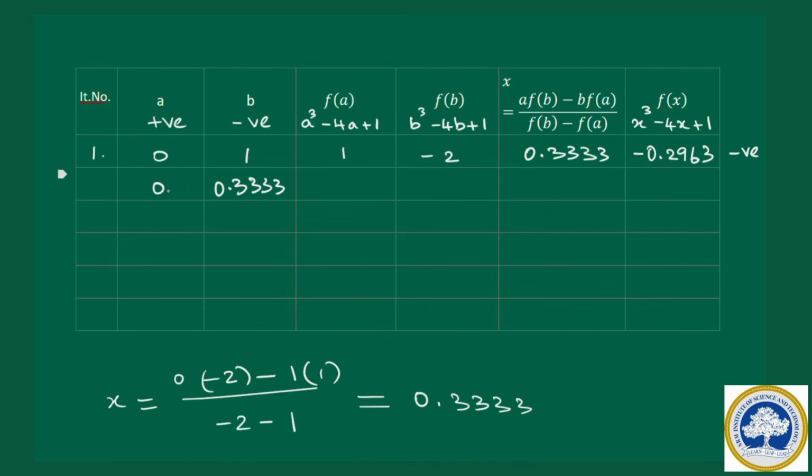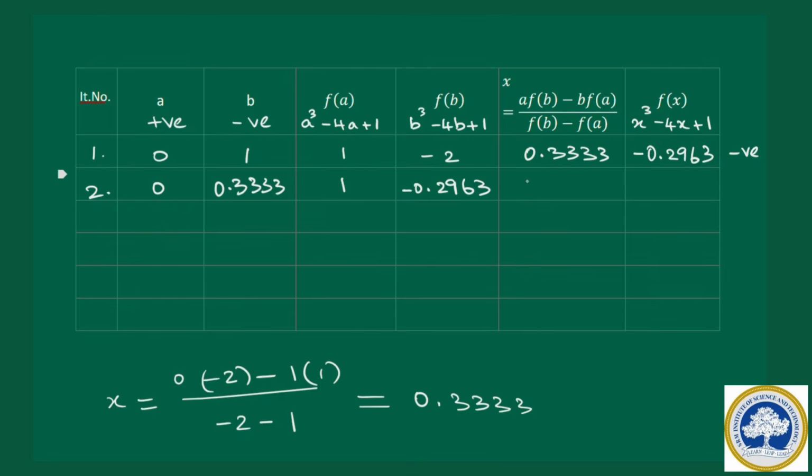A remains the same in the second iteration. Since A remains the same, f of A will also be the same. And what will be f of B? F of B is nothing but f of 0.3333. Already we have calculated here. So this you can substitute here. No need to calculate again and again for the same value.